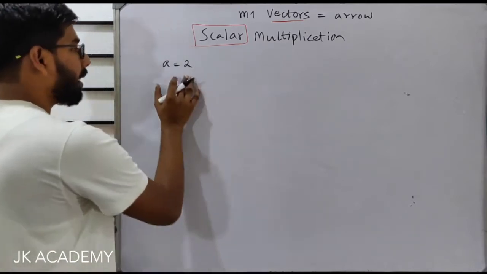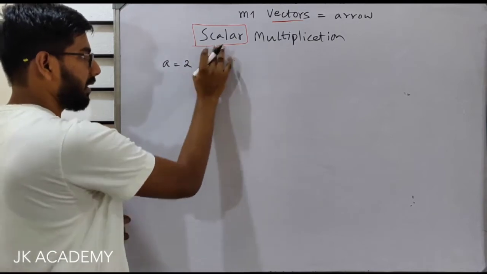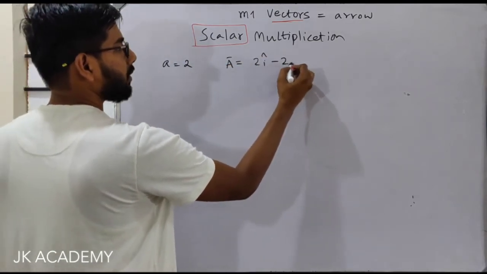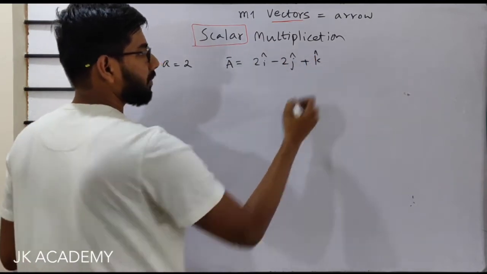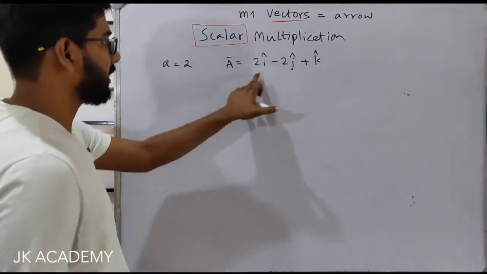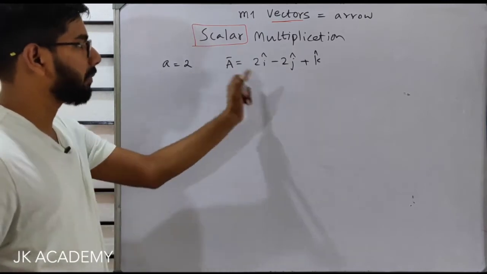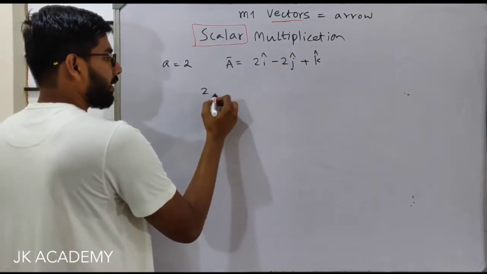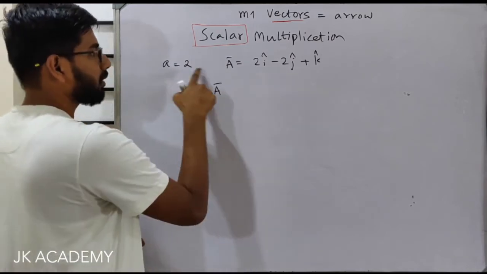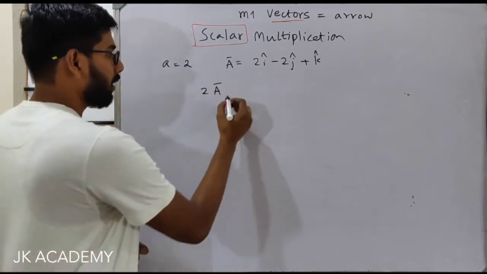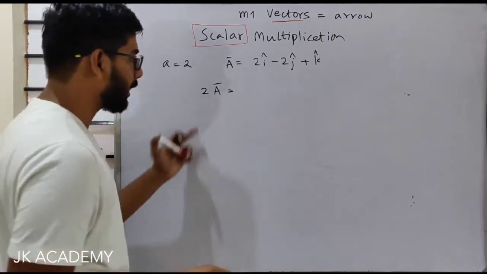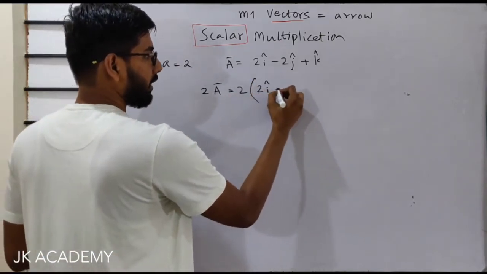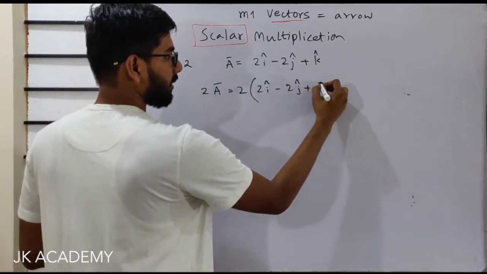So what happens when you multiply this number, scalar number, to a vector? So my vector is 2i cap minus 2j cap plus k cap. This is my vector and this is my scalar. So what happens when we multiply scalar to a vector? This is how I write it: 2 times a bar. How do I calculate 2 times a bar? 2 I'll write as it is and I'll write my vector 2i cap minus 2j cap plus k cap.